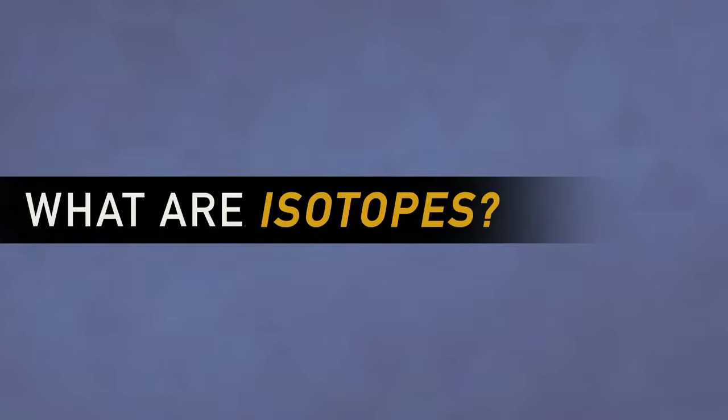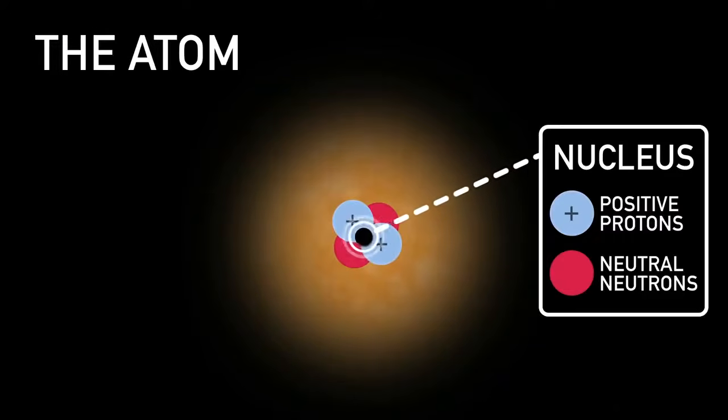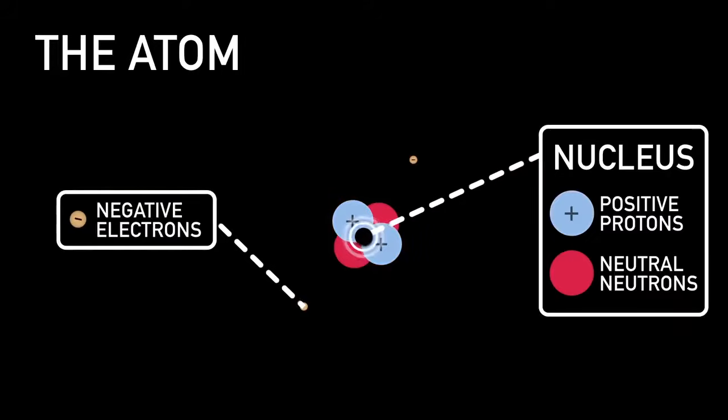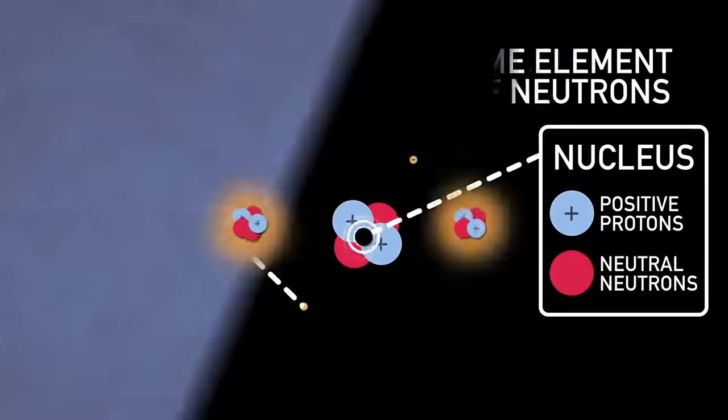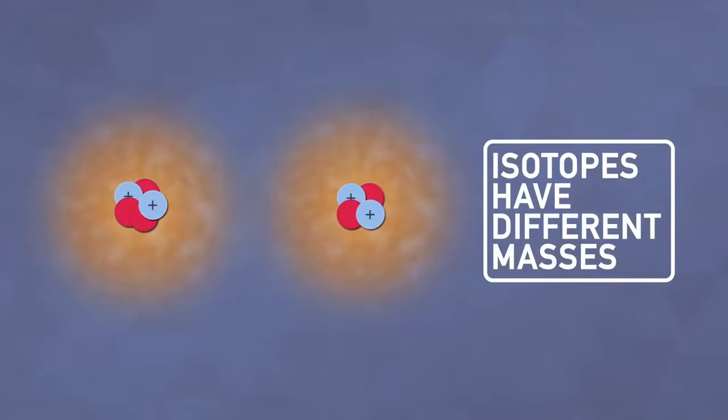So, you've heard about isotopes, but what exactly are they? You probably know that atoms have a dense nucleus made up of positively charged protons and neutral neutrons, and that the nucleus is surrounded by a bunch of negatively charged electrons. Isotopes are atoms of the same element, meaning they have the same number of protons and electrons, but that have different numbers of neutrons. The differing numbers of neutrons give isotopes different masses.